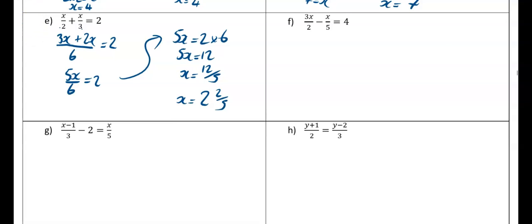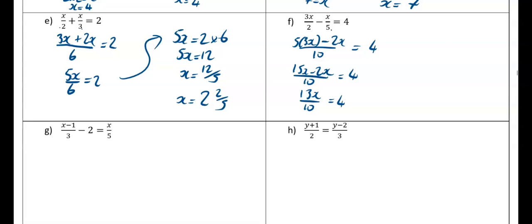Okay, part F, the same idea again. Take a common denominator of 10 this time, and you needed to multiply your 2 by 5 to give you the 10, so multiply your top line by 5, so it's 5 upon 3x, and then your 5 needs to get multiplied by 2, so the x gets multiplied by 2, and again let's just tidy it up, so that's going to be 15x minus 2x all over 10 is equal to 4, which is just going to be 13x over 10 is equal to 4.